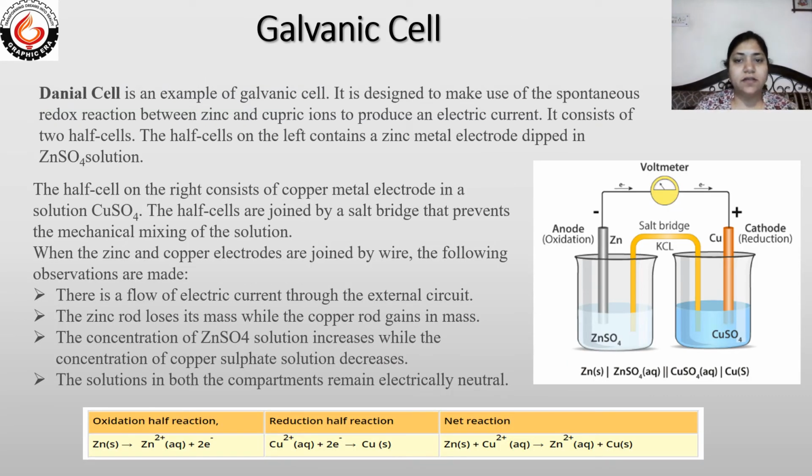Next is Daniell cell, which is an example of galvanic cell. The Daniell cell comprises two electrodes, anode and cathode. Anode is made up of zinc and cathode is made up of copper, as zinc has a negative electrode potential and copper has a positive electrode potential. The zinc rod is dipped into the zinc sulfate solution making the anode chamber, and copper is dipped into the copper sulfate solution making the cathode chamber. These are the oxidation and reduction reactions. This is the net reaction, and this is the complete assembly of the Daniell cell.